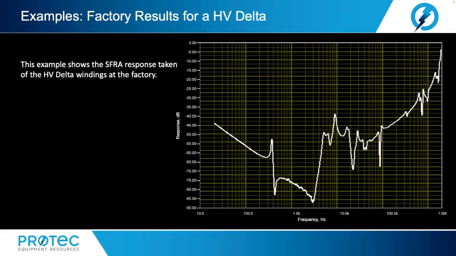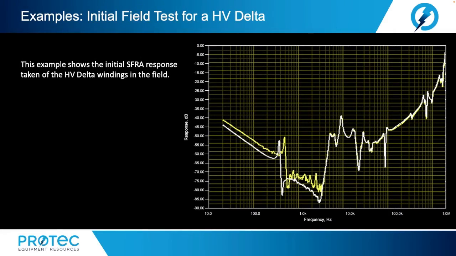Now let's look at factory results for a high voltage delta. So this example shows the SFRA response taken of the high voltage delta windings at the factory. This example shows the initial SFRA response taken of the high voltage delta windings in the field. The same phase is compared to the factory response upon arrival at the field site.